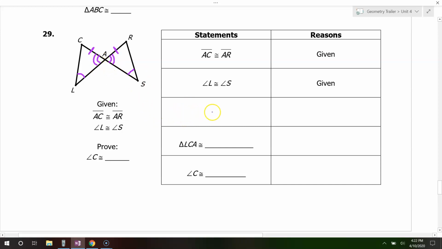Whatever you mark will become a statement. So please do not say angle A is congruent to angle A. Nobody knows what you're talking about. You have to use the three-letter name. So let's say angle CAL is congruent to angle RAS. And like I said, these are vertical angles, so we're just going to say vertical angles are congruent.